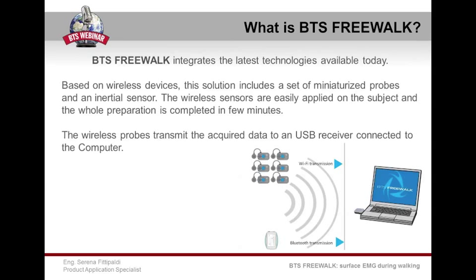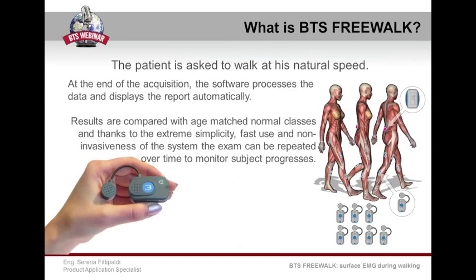The patient is asked to walk at his natural speed, and at the end of the acquisition, the software processes the data and displays the report automatically. As you can see in the picture here on the slide, the sensor will be positioned as for G-WALK analysis, on L5, and then we can go up to 8 probes to analyze the activity of the muscles, depending on whether we are looking at a distal or proximal analysis.